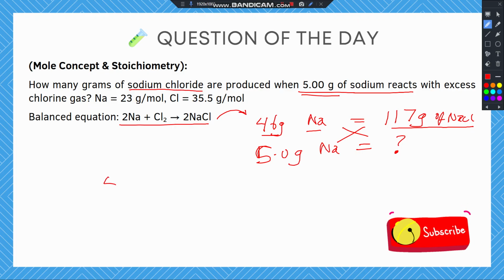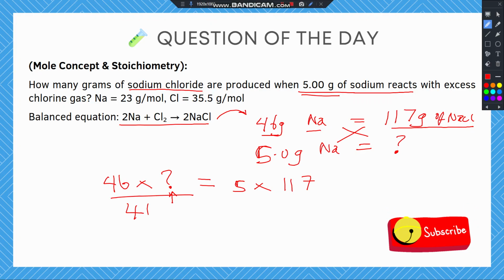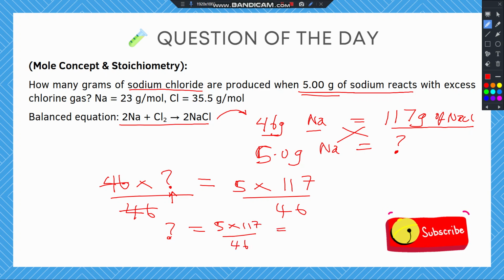When we do that, we have 46 multiplied by the unknown amount is equal to 5 multiplied by 117. We're looking for this unknown amount, so we make it the subject of the formula. To do that, we divide both sides by its coefficient, which is 46. 46 cancels 46 over here, so the unknown amount is now equal to 5 multiplied by 117 divided by 46. 5 multiplied by 117 gives us 585, so we have 585 divided by 46.